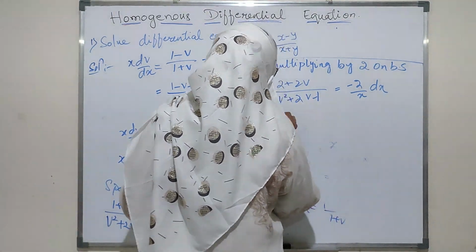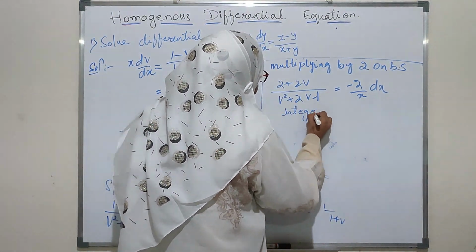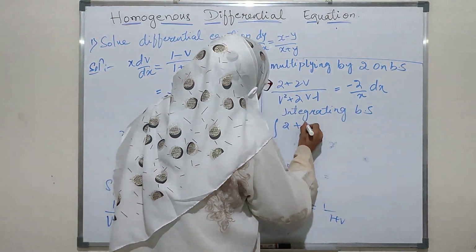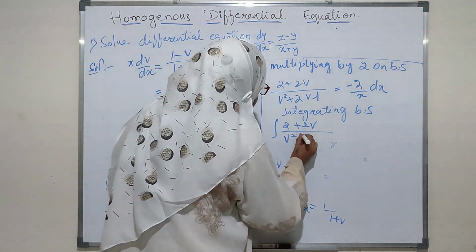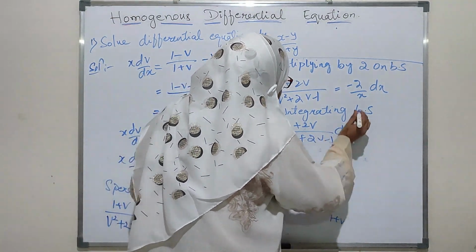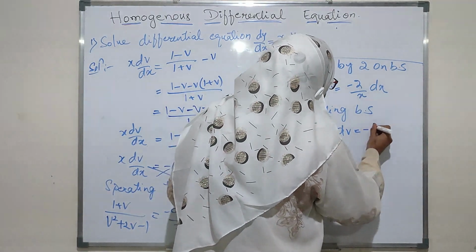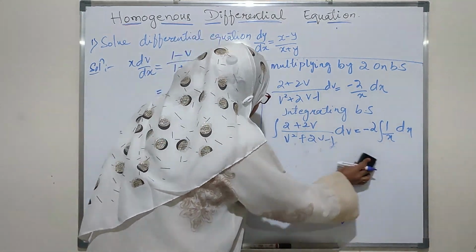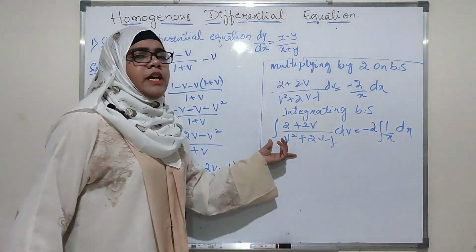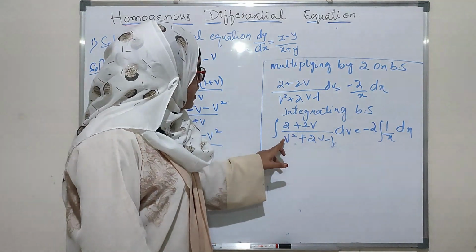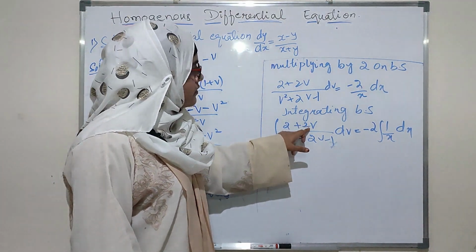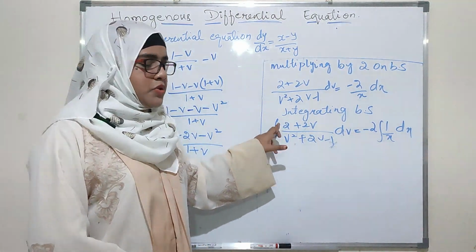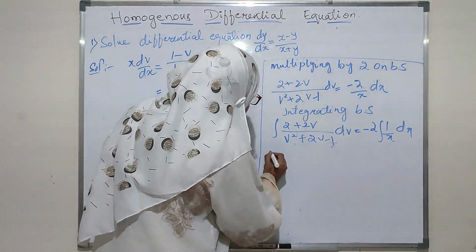Now we have to integrate both sides. Integration of 2 plus 2v divided by v square plus 2v minus 1 into dv is equal to minus 2, keep the constant common. Now we can see integration is the reverse process of differentiation. Differentiation of v square is 2v, which we are having in the numerator, plus 2v differentiation is 2. One differentiation is 0 because it is constant.